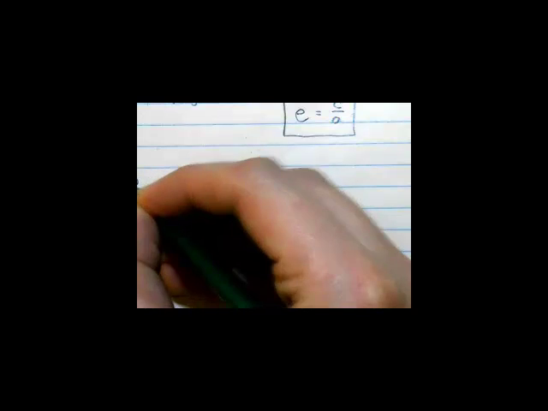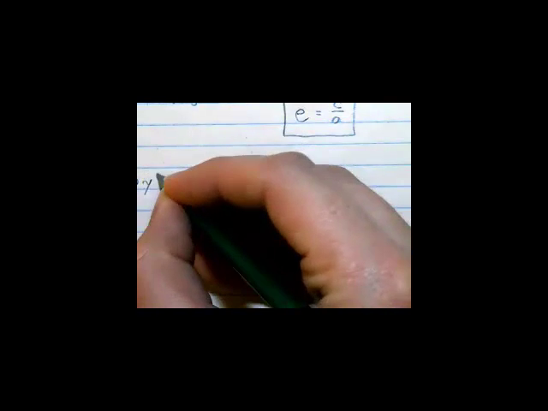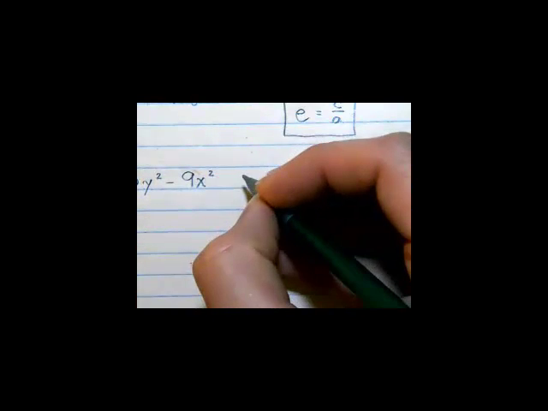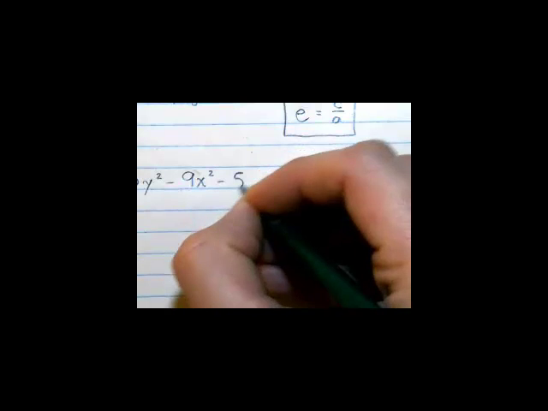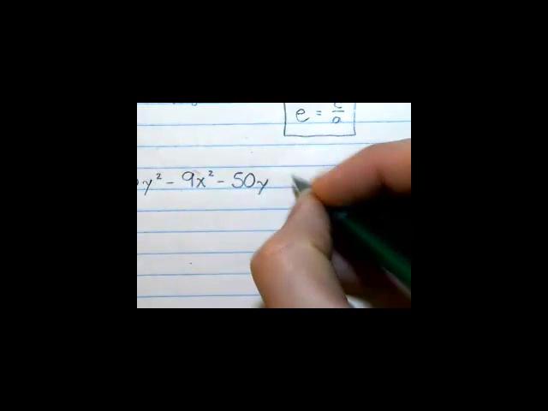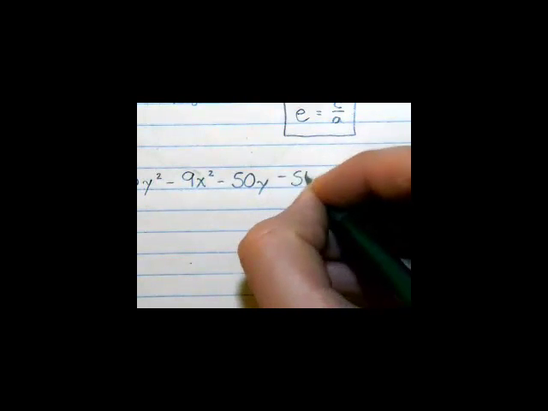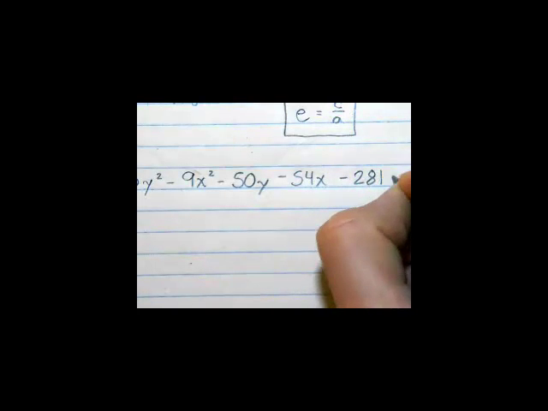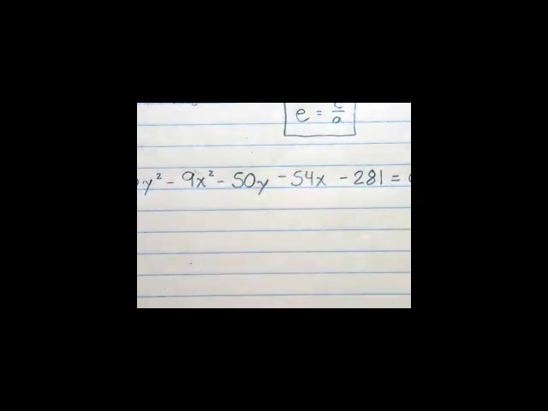So let's get back to this completing the square business. Let's say I've got 25y squared minus 9x squared minus 50y minus 54x minus 281 equals 0.